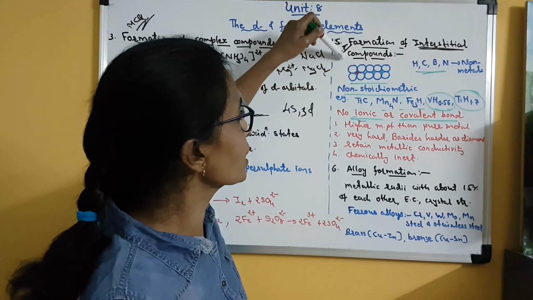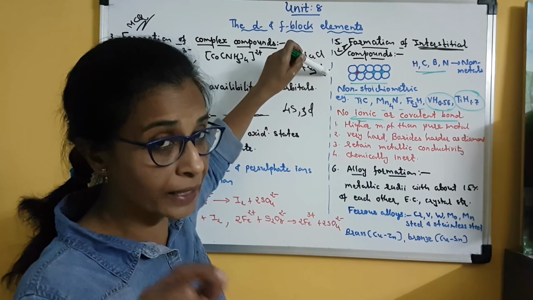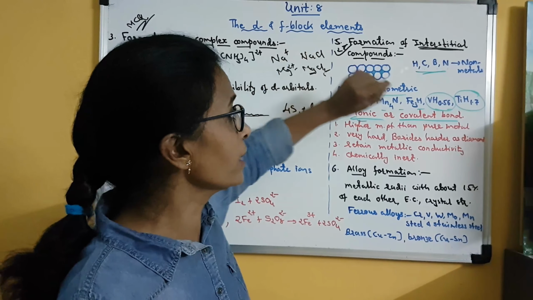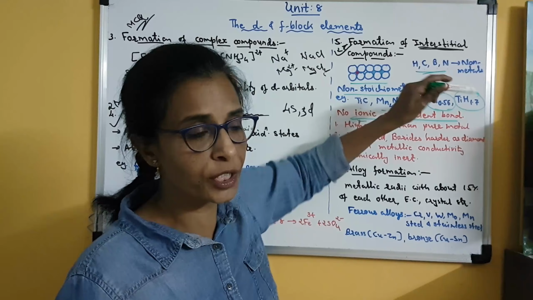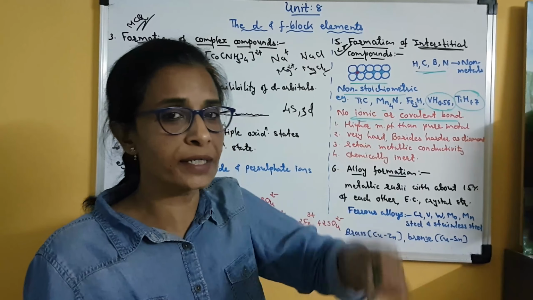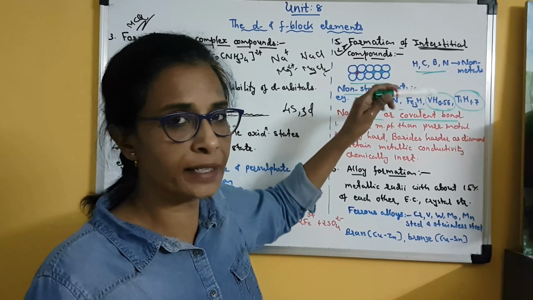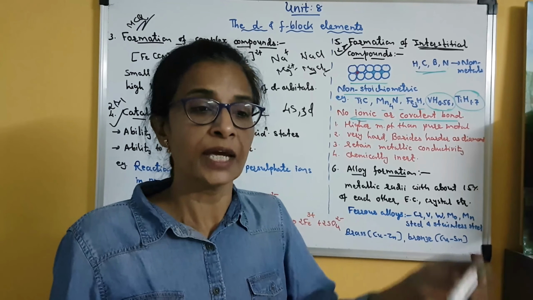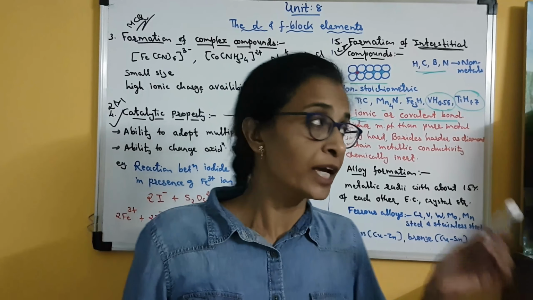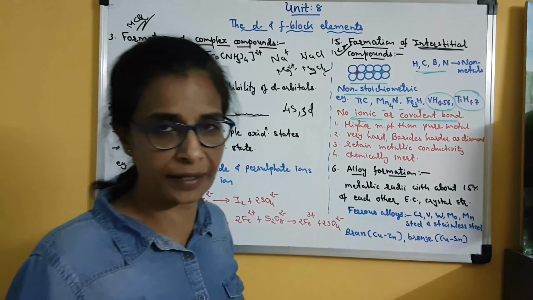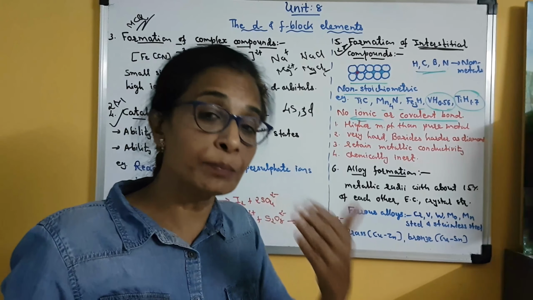So interstitial compounds are also known as non-stoichiometric compounds, and they are the compounds formed when non-metallic elements like hydrogen, carbon, boron or nitrogen enter into the interstitial space of transition elements. If hydrogen enters, then the compound is called hydride. If carbon enters, it is called carbide. If boron enters, it is called boride. If nitrogen enters, it is called nitride. Clear? Now how these interstitial compounds are important.